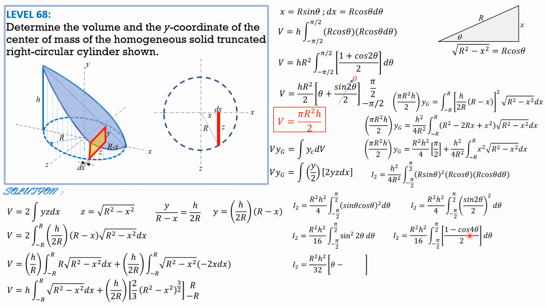Integral of d theta is theta. The integral of cosine 4 theta is sine 4 theta over 4 from negative pi over 2 to pi over 2. So let's focus first on sine 4 theta over 4. Sine of 4 times pi over 2 is sine 2 pi. Sine 2 pi is 0. Then if you substitute the lower limit, that becomes sine of negative 2 pi. Sine of negative 2 pi is also 0. So it's useless to divide it by 4 because 0 over 4 is still 0. So the whole of this is 0. And with our experience, theta, pi over 2 minus negative pi over 2, this is just pi. Therefore, I2 is pi r square h square over 32.